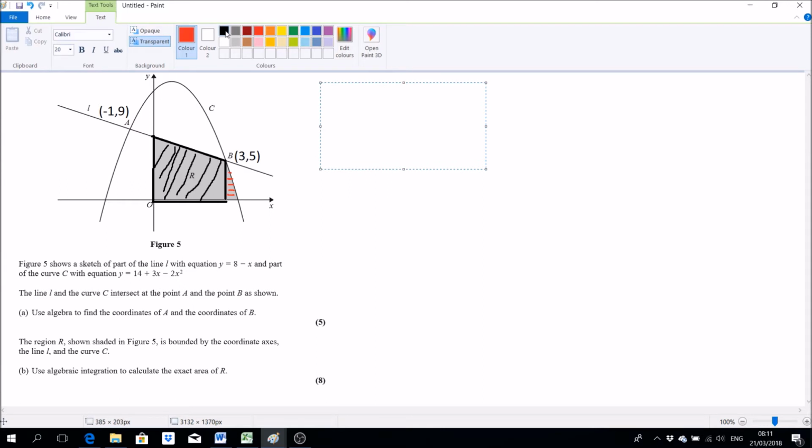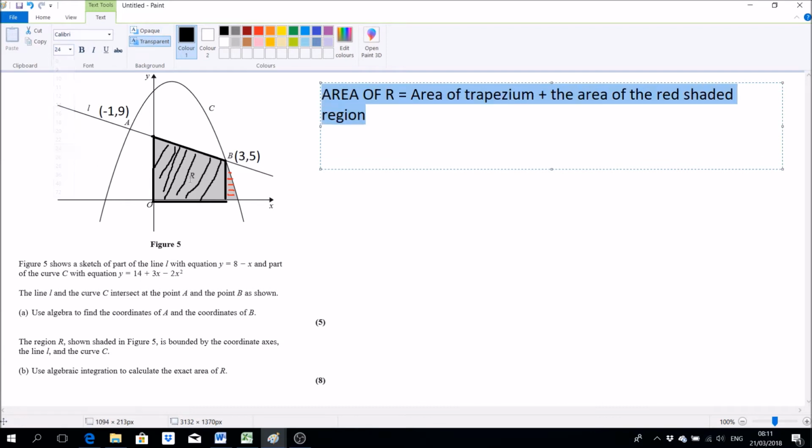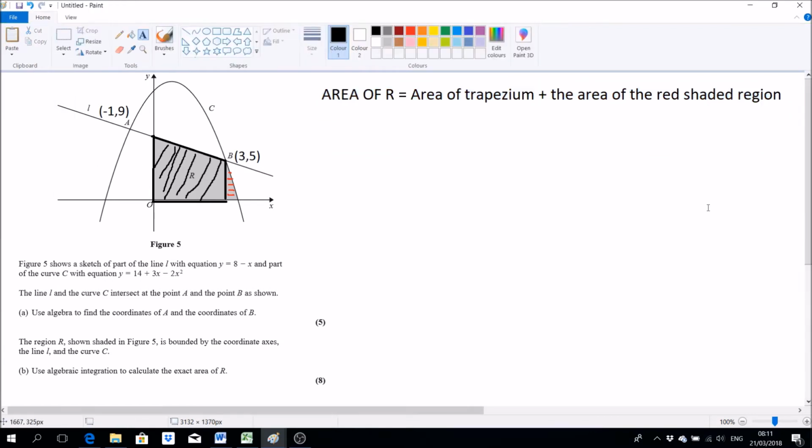So let's just write this down. Area of R is given by the area of the trapezium plus the area of the red shaded region. So the area of the trapezium plus the red shaded region would give us the exact area of R.